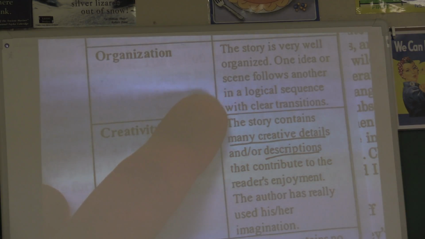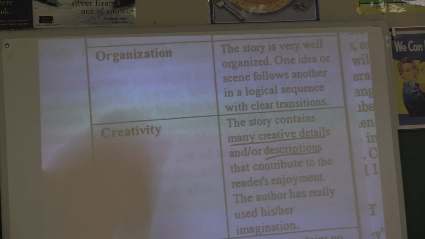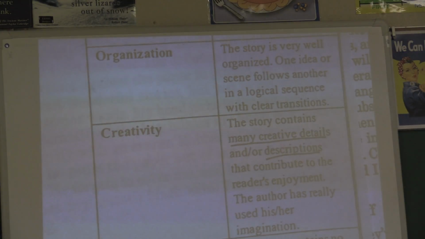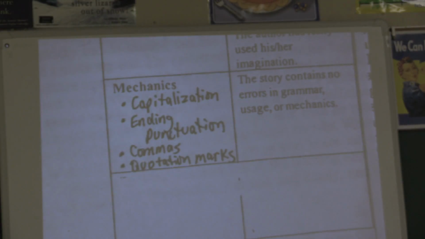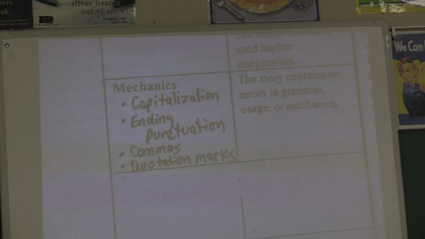All right. The story is very well organized. One idea or scene follows another in logical sequence. It's creative. It's got creative details and descriptions, which we're going to be talking about right now. After you do all of that, then you'll check for the mechanics. Have you capitalized what should be capitalized? Do you have ending punctuation? Are there commas? Are the quotation marks where they're supposed to be? Have you indented where you need to indent, or drop down the line where you need to do that? Okay? So that's what you're proofreading for.